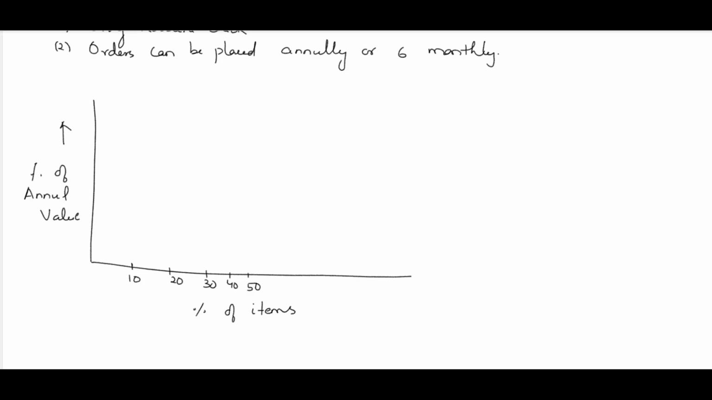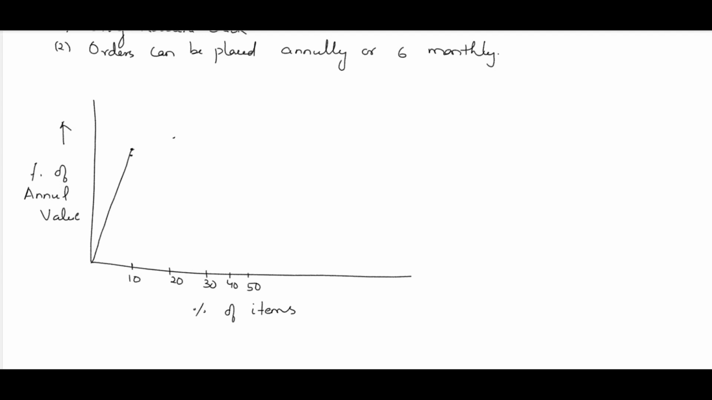That means cumulative sum we can say up to 100%, not in rupees. Y-axis it is in percentage of annual value. That means from the rupees we have converted to the percentage of category A, B and C. It is also in percentage. So both X and Y are in percentage. First is the percentage of items, and y-axis is the percentage of annual value.